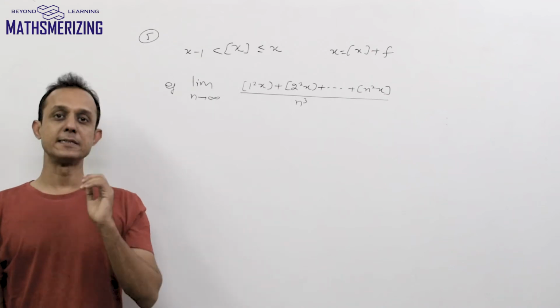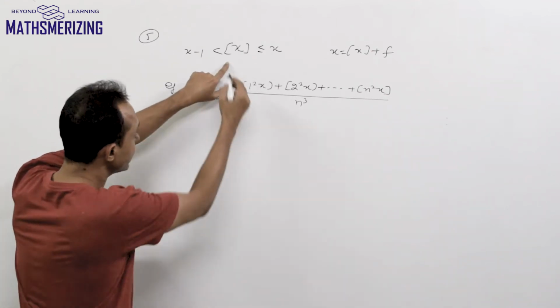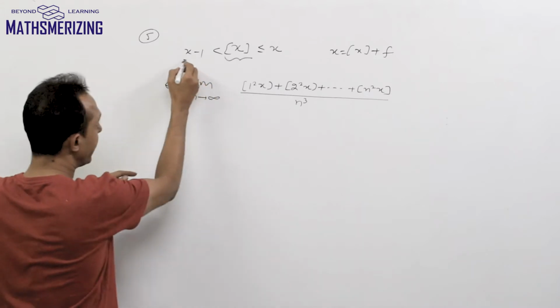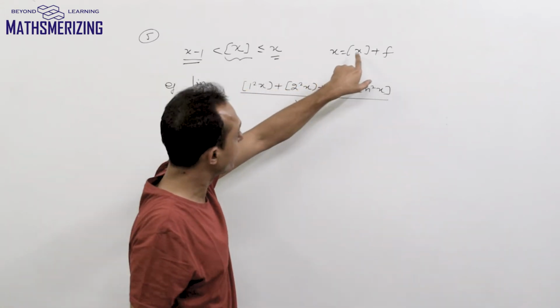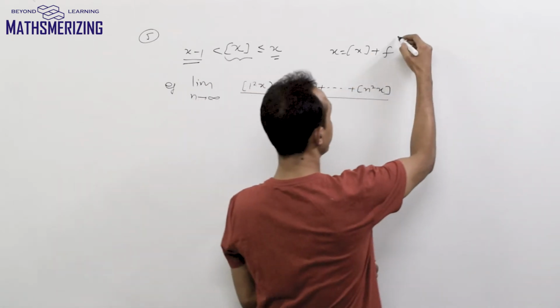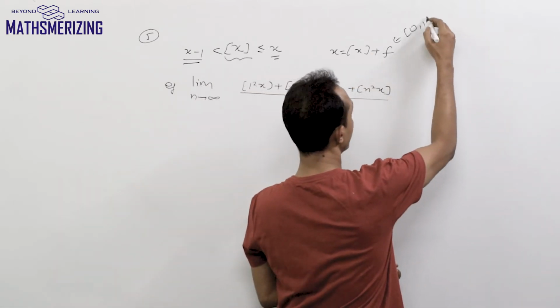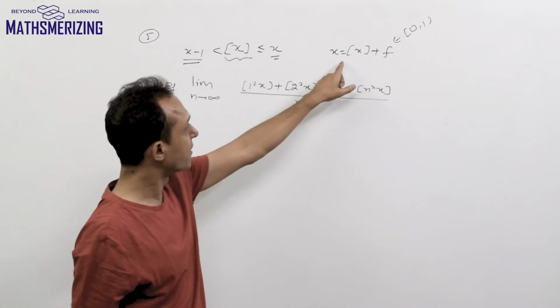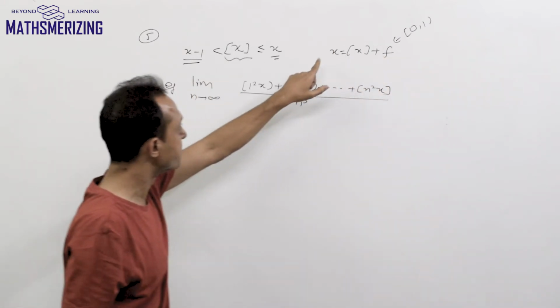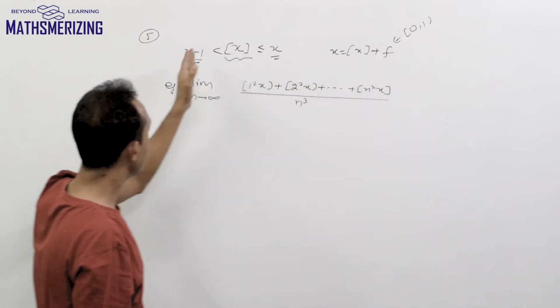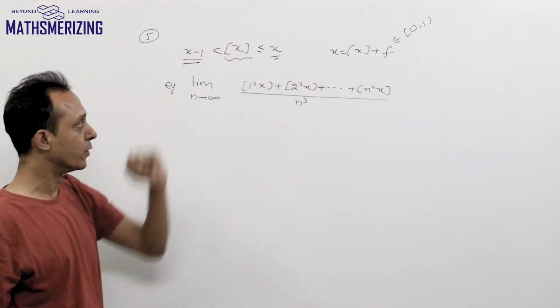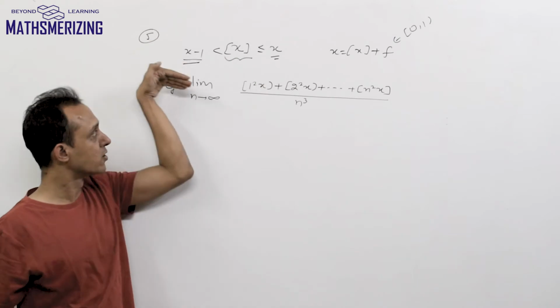Now the fifth property of the greatest integer function is that the value of the greatest integer function of x will lie between x minus 1 and x. We know that any x is the greatest integer function of x plus f, and this f belongs to [0, 1). So it is the greatest integer function of x plus some value. So its maximum value will be simply x, and x minus 1 will always be less than the greatest integer function value. Now we use this property while solving limits.